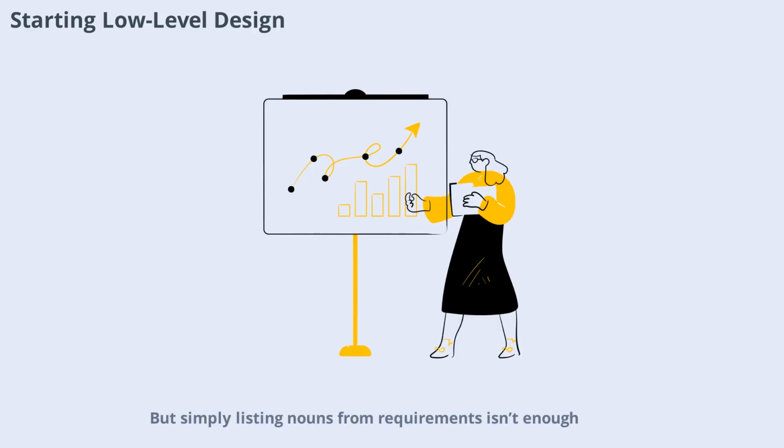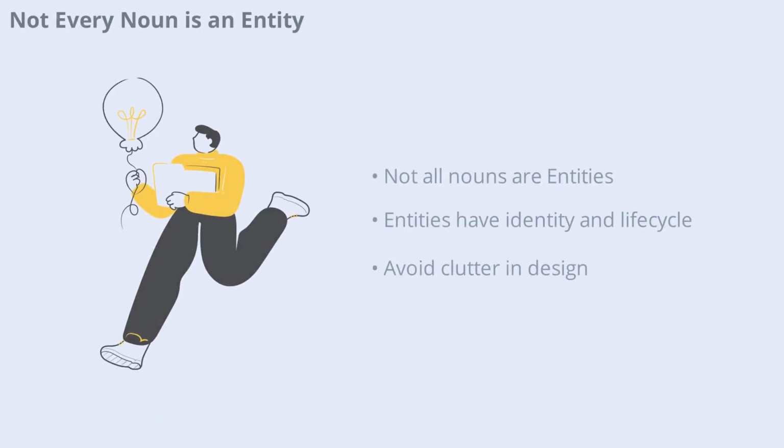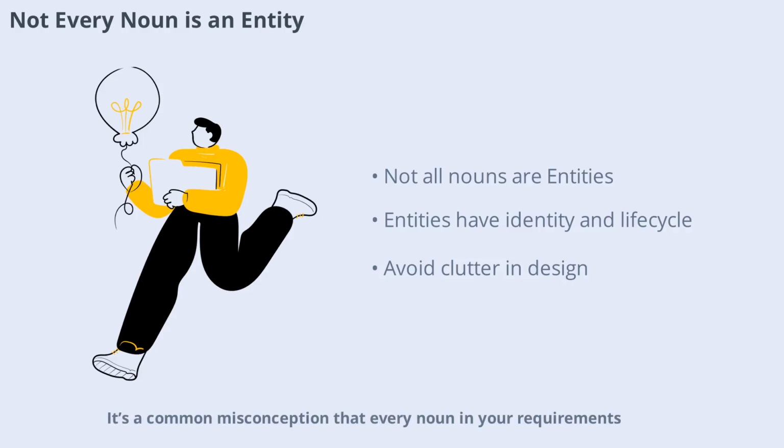But simply listing nouns from requirements isn't enough. We need a structured way to decide which of these should become entities in our design. Let's explore what makes an object worthy of being an entity. It's a common misconception that every noun in your requirements should become a class or an entity in your system. However, that's not the case. If we blindly turn every noun into an entity, our design becomes cluttered and hard to maintain.